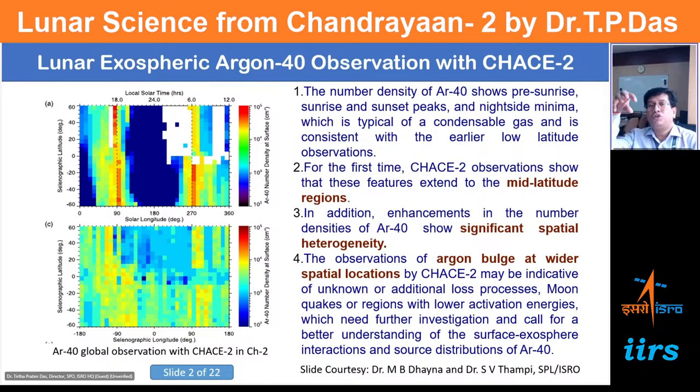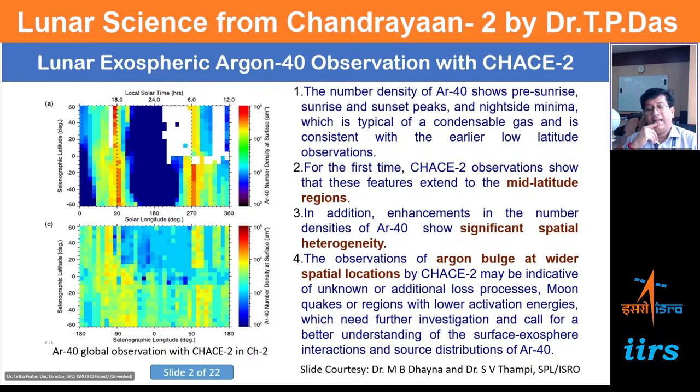So if you have a mass spectrometer in the atmosphere of the moon, and if you find some signature of some gas which is supposed to be inside, you can also infer what is happening in the interior. For example, if you want to know argon 40 in the moon's atmosphere or exosphere, you will be in a position to understand the radiogenic activities which are happening in the moon's interior. So that is the importance of this.